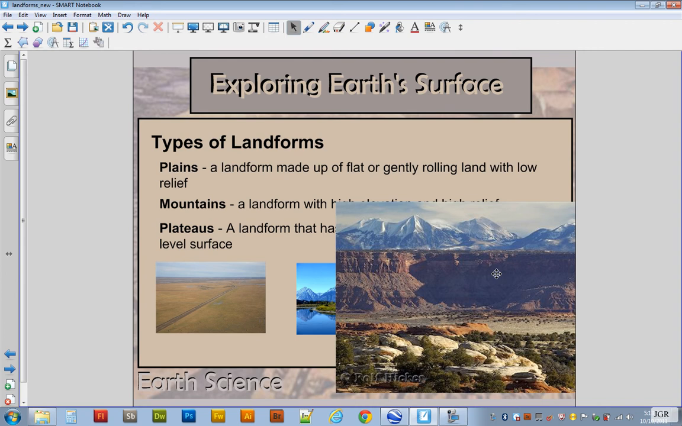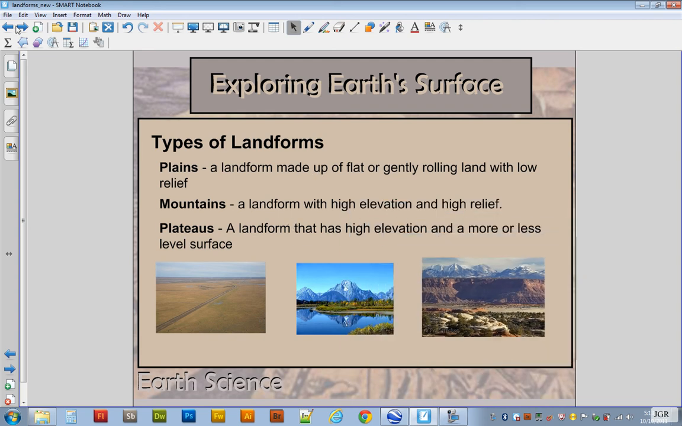Most plateaus are usually created by the cutting of water as it recedes off the land. The water cuts into the land, creating a wearing away, kind of like a knife cutting into the land, and it wears it away, and then it leaves behind what looks like a plateau.